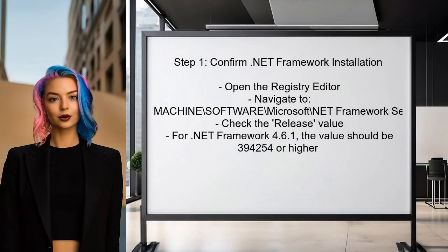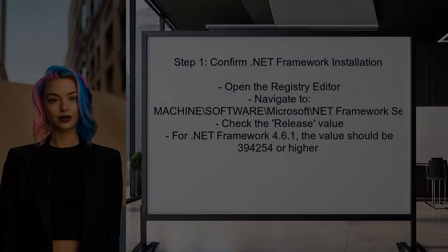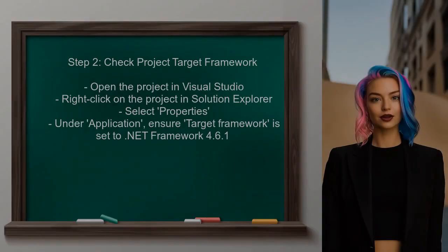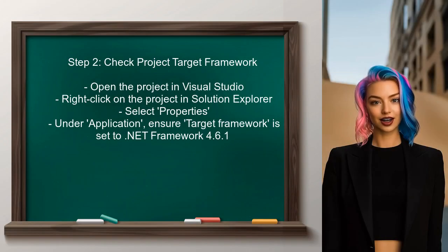To begin resolving this issue, the user should first confirm that the .NET Framework 4.6.1 is indeed installed on their system. They can do this by checking the registry values. If the correct version is installed, the next step is to ensure that the application is targeting the right framework version. The user should check the project settings in their development environment.